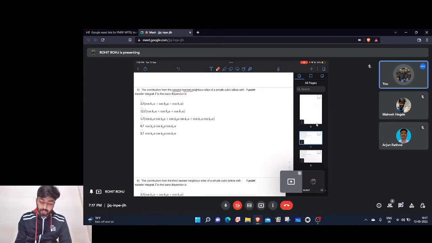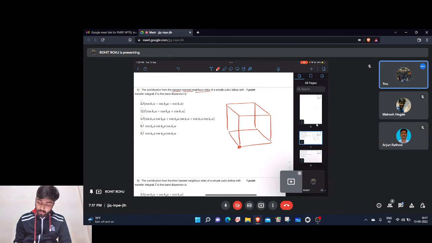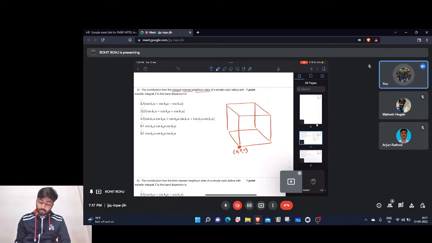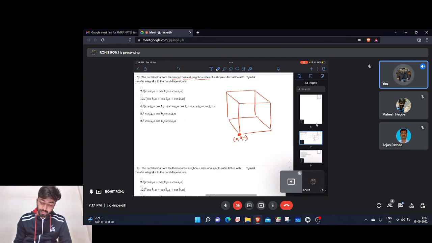Now if we do the same exercise with the second nearest neighbor sites in question 5, to understand the second nearest neighbor site, let me just show you by drawing the second nearest neighbors. So in this figure again, I can write the coordinates as 0 0 0. Let me take another color. So second nearest neighbor in this case would be the atoms situated face diagonally apart from this 0 0 0 origin, let me call it point A.